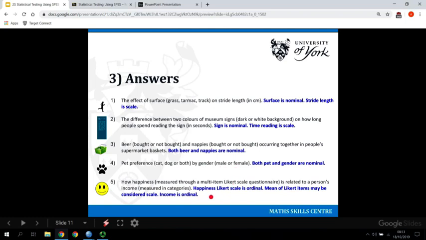For the last one, that's a bit more tricky. What we've done is we've measured happiness using these Likert scales type of questionnaire. So this is where we're asking people to agree with statements, i.e. strongly disagree, neither, agree or strongly agree. But another feature of the questionnaire, if you like, is that it's multi-item. That means it's got multiple questions to measure someone's happiness. So there's lots of different questions.